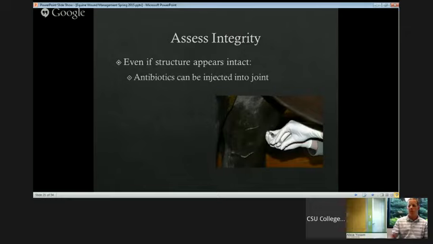Even if all the structures appear intact, antibiotics can be injected into the joint that you're worried about being associated with a wound, just to help protect the joint and give it extra support.